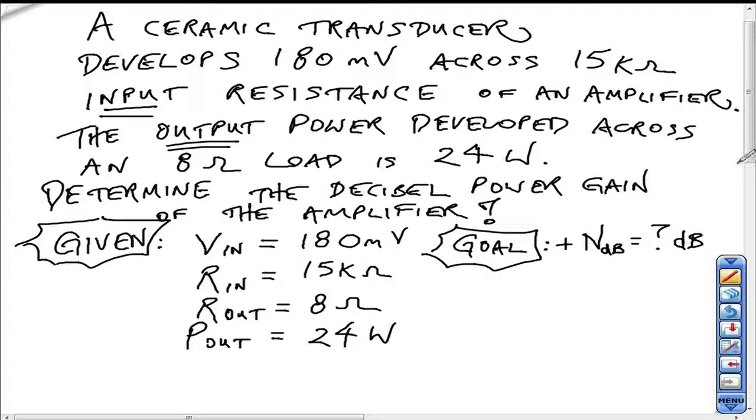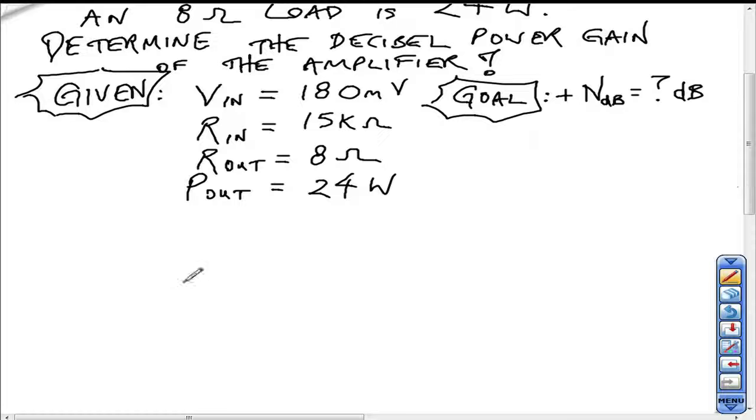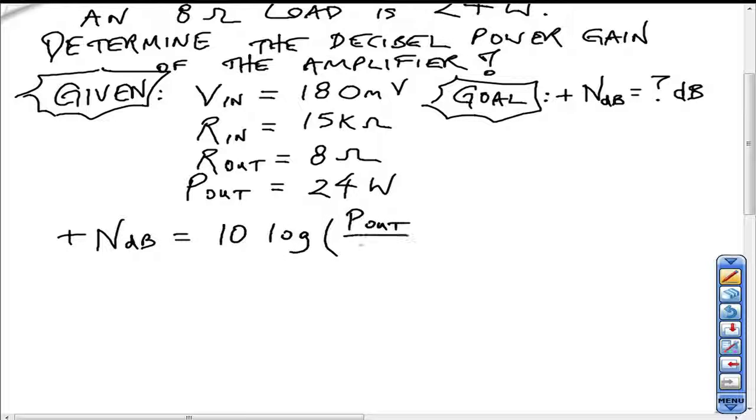All right. So, knowing what we've been given and what our goal is, in order to get our goal, we're going to need a formula that involves our goal. That makes sense, right? We're going to need this groovy little formula, NdB, the brand new concept for Chapter 21: 10 times the log of your output power divided by your input power. Always. There's your formula for your decibel gain. And now it's just a matter of, I hate to say it, but it's kind of plug and chug with a little caveat.